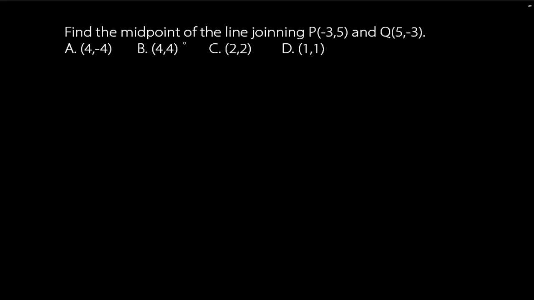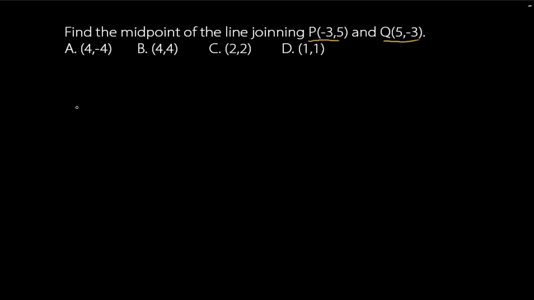Find the midpoint of the line joining the point P that has the coordinate -3, 5 and the point Q that has the coordinate 5, -3. So let me start by writing these two pieces of information that we're given. Let me write them down.